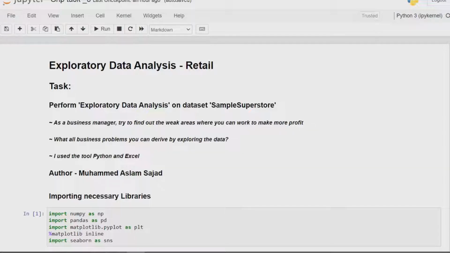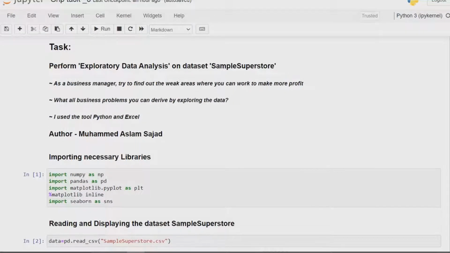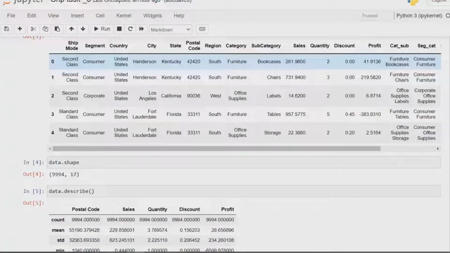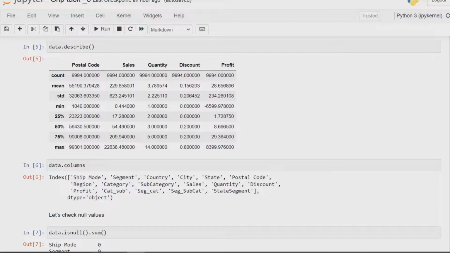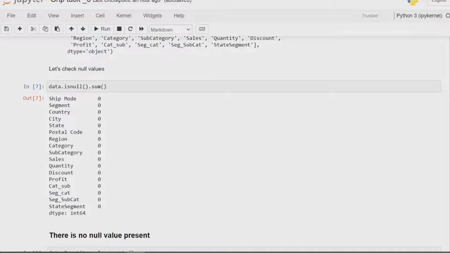First, I am going to import my necessary libraries. Then I read the data and take its shape. I have 17 columns and above 9,000 rows. Then I describe my data. Then using data.columns, I check each column of my dataset. Then let's check the null values in our dataset. There is no null value present here. That means we have a pure dataset now.